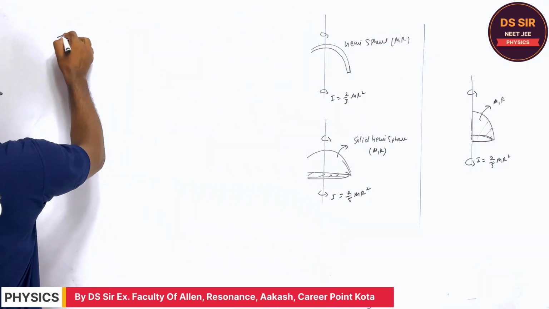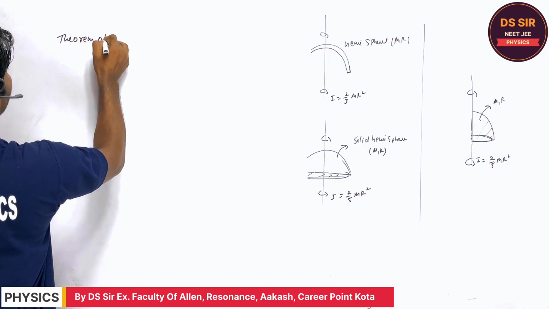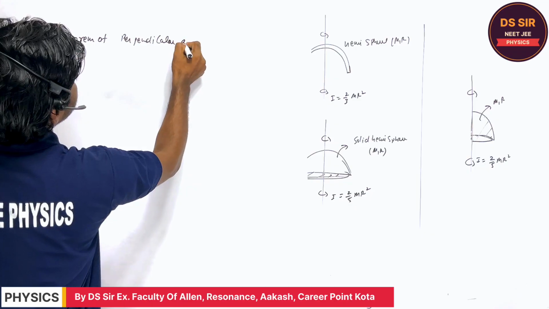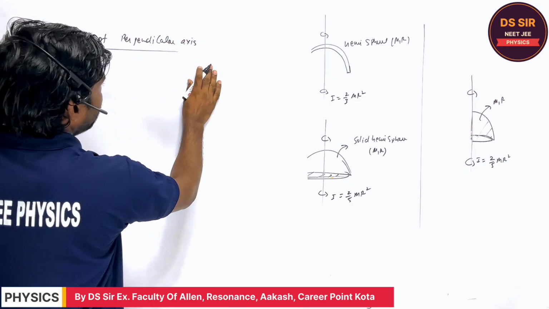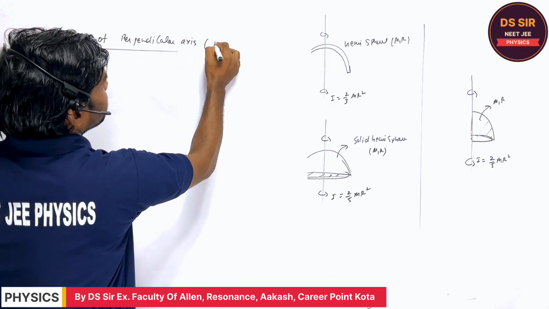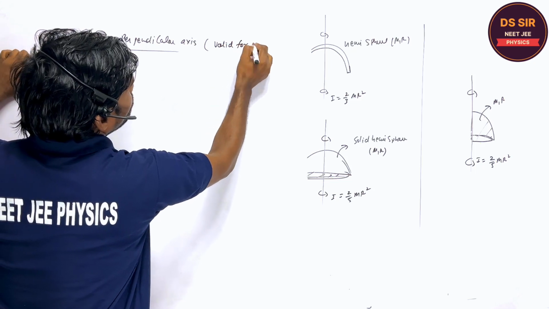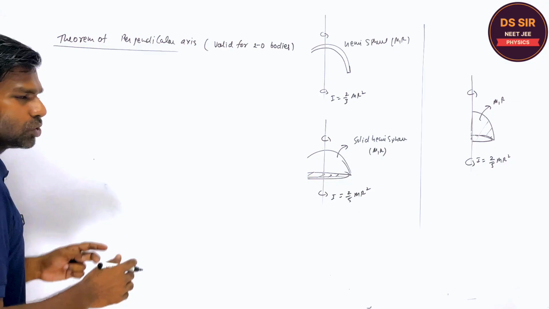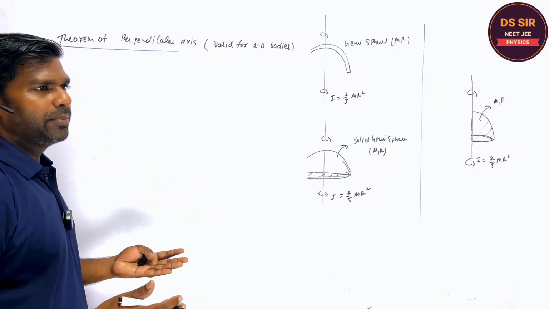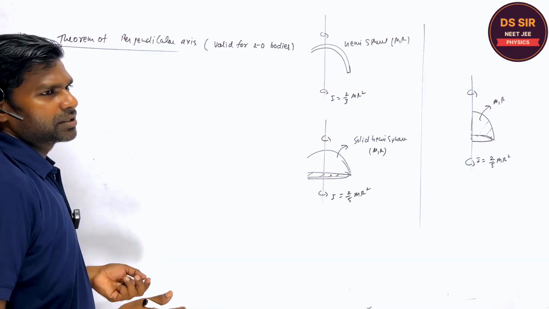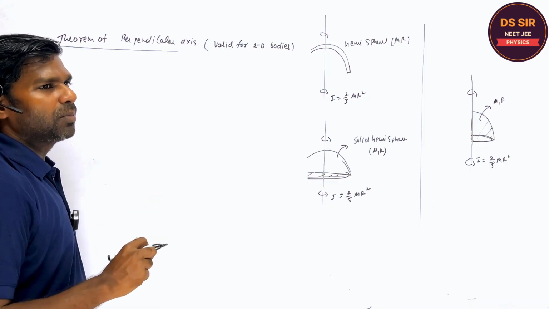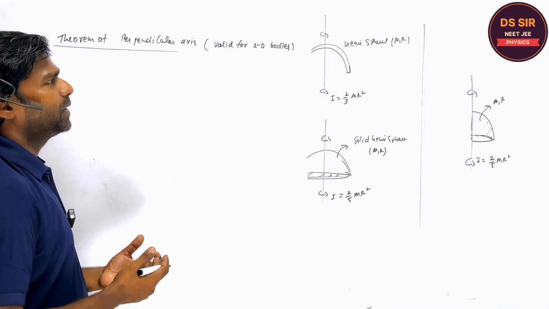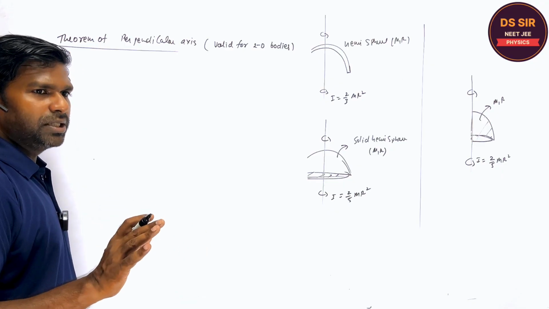Now you can write the theorem of perpendicular axis. First of all, the important thing is that it is valid for 2D bodies. 2D bodies mean like a rectangular lamina, like a ring, like a disc. It is not valid for a spherical body, a 3D object, like a sphere or hollow sphere. Do you understand this?